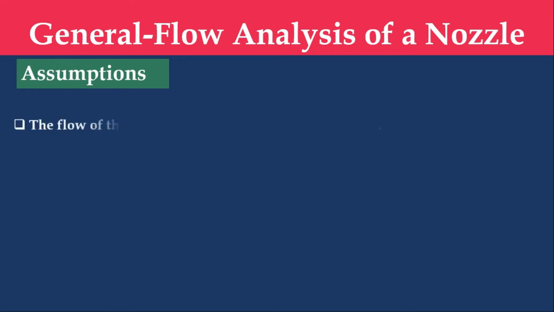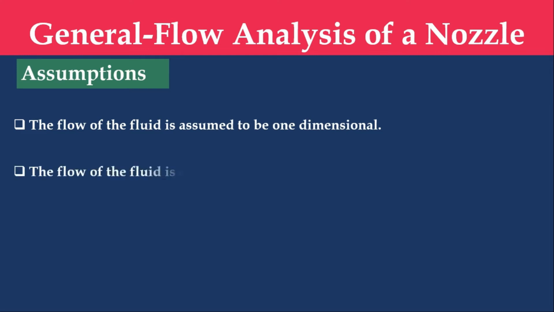First one, the flow of the fluid is assumed to be one dimensional, which means it flows in only one direction. It may be x direction, y direction, or z direction, but the flow will be only in one dimension. The next one, the flow of fluid is assumed to be steady flow. The thermodynamic properties of the fluid are not changing with respect to time. It's a steady flow. That's why we are implementing the steady flow energy equation.